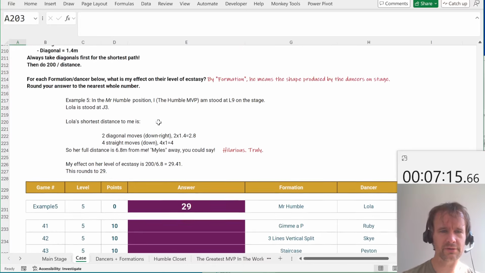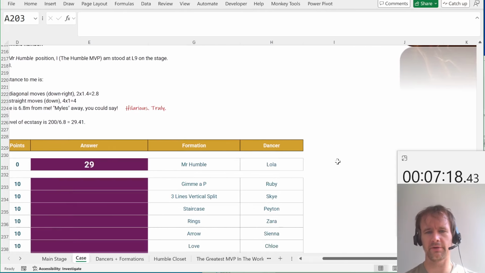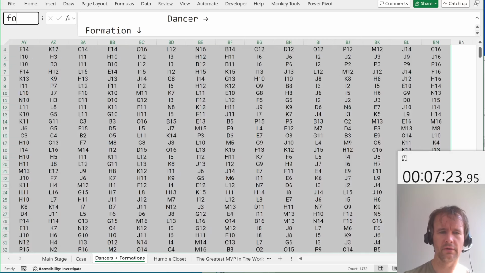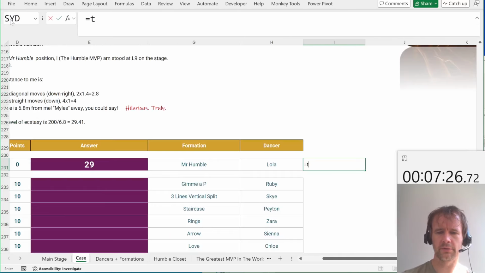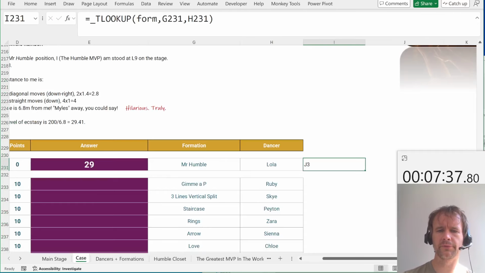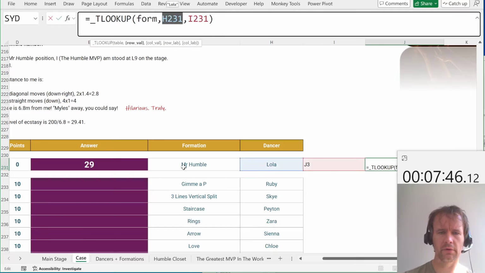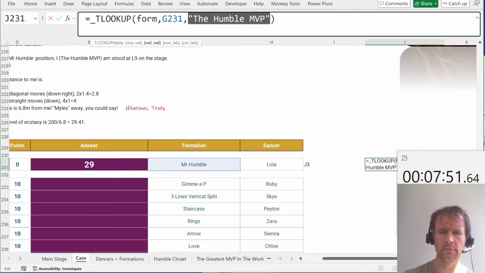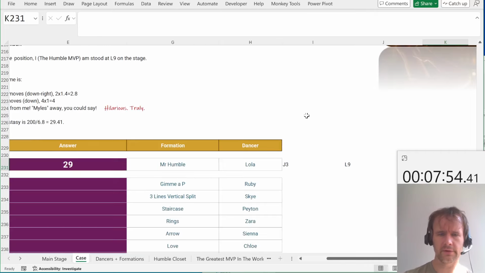Okay, so what is the question? The question is for a particular dancer and a particular formation. Okay, fine. Call that form. So we should be able to look up in form, the row value is Mr. Humble and that. Then I also need to define the same thing, but for the humble MVP. Okay, and then I just need to get the distance between these.